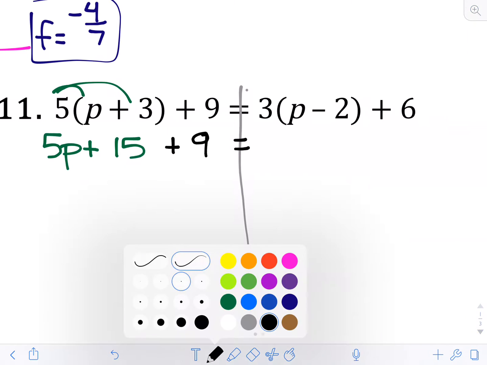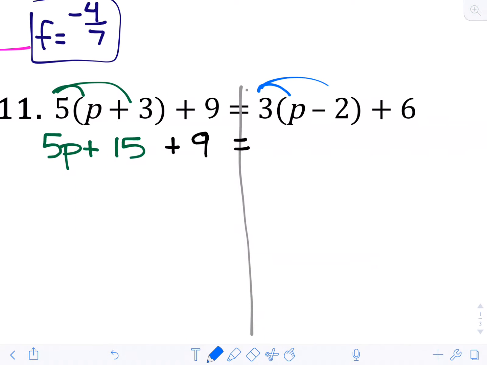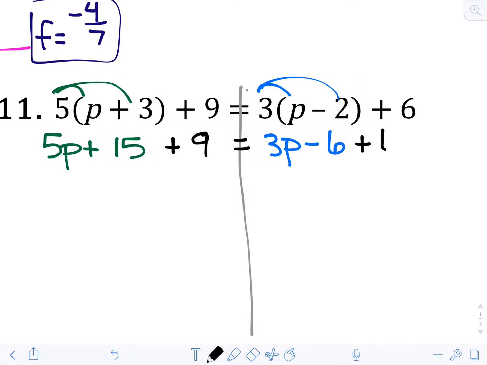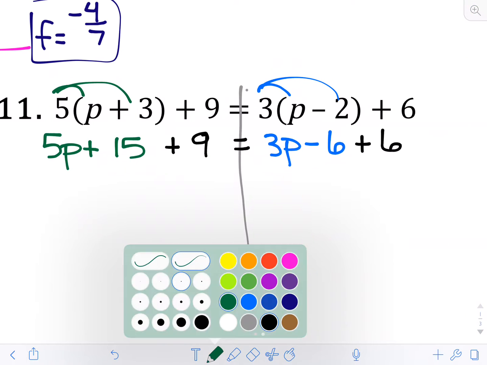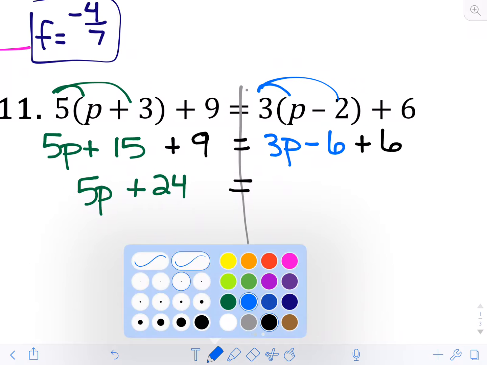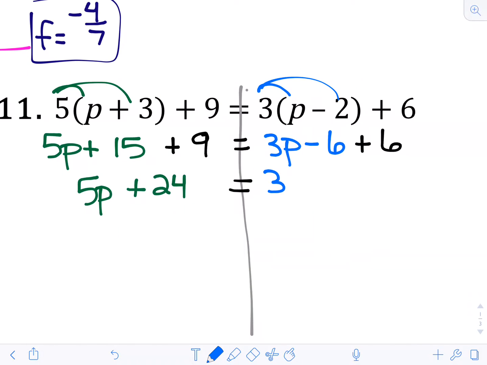Still have an equal sign. I have a 3 here I'm going to distribute. So that gives me 3p minus 6. And I still have a plus 6 back here. Now I'm going to combine like terms. So I still have a 5p. When I combine my like terms, 15 plus 9 will give me 24. And that is equal to, I still have a 3p. And then this negative 6 and positive 6, those cancel each other out, just makes a 0.